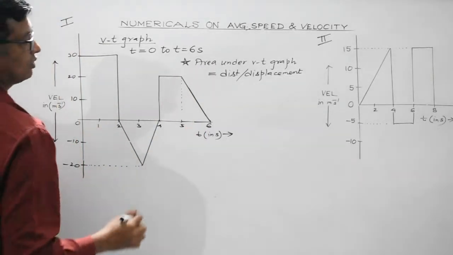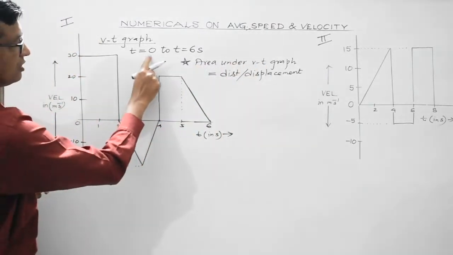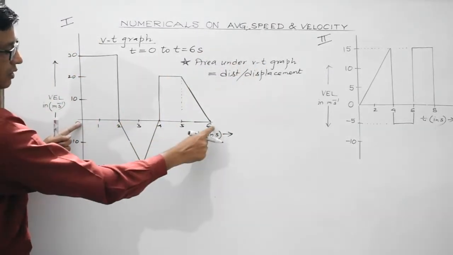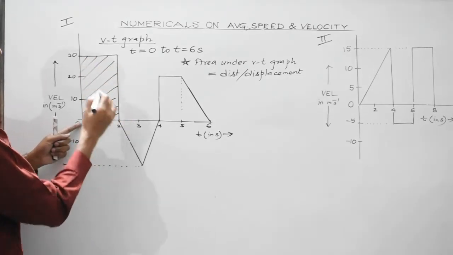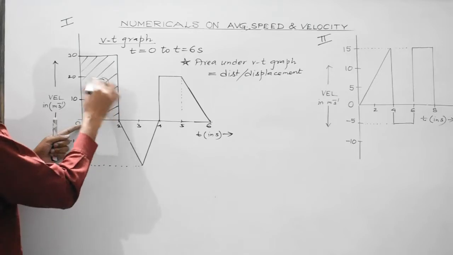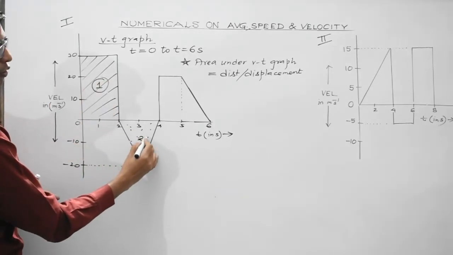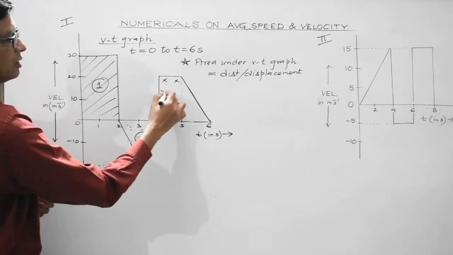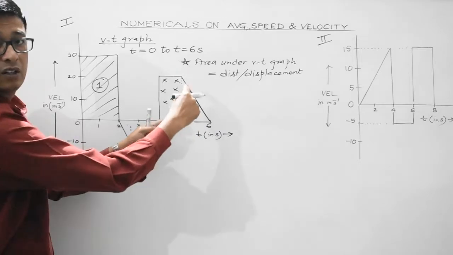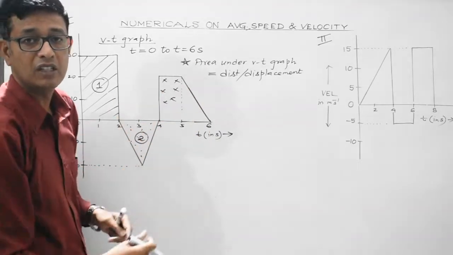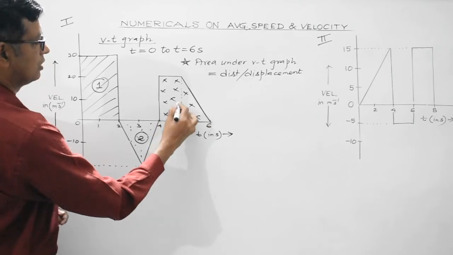So let's find out the distance. We need to find out the area under the VT graph. The duration is 0 to 6 seconds, so we are talking about this area. Let us denote it by 1. This is the second area, this is 2. And suppose this is the third area. It can be considered a combination of a rectangle and a triangle, or as a whole, it can be considered a trapezium. So this is the third one.